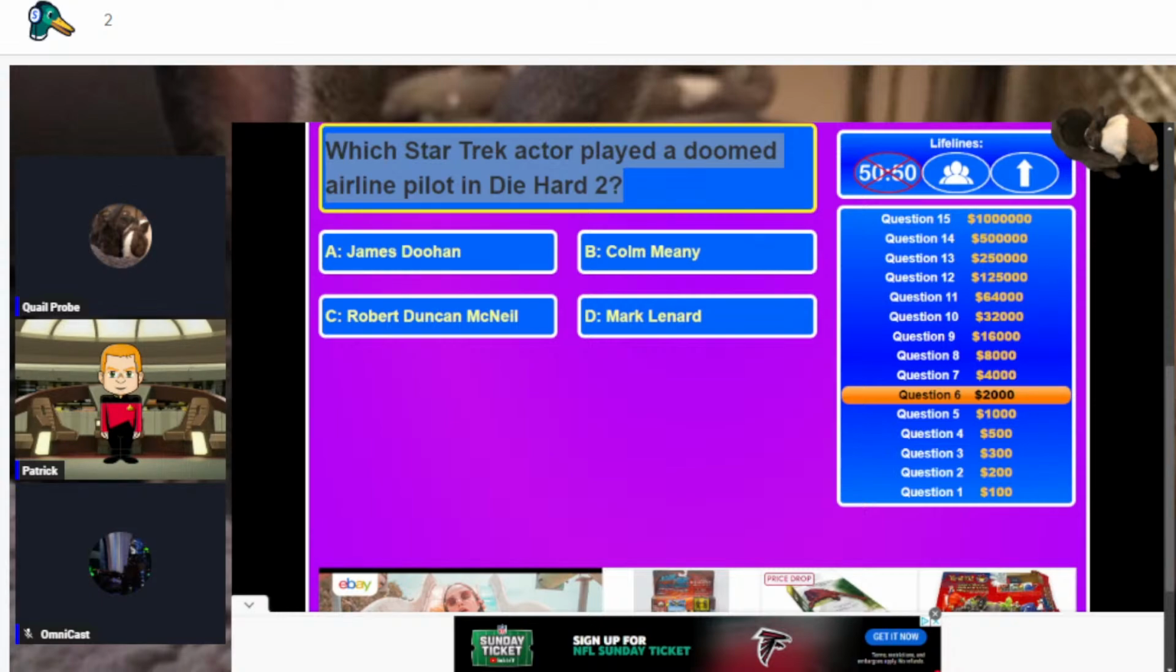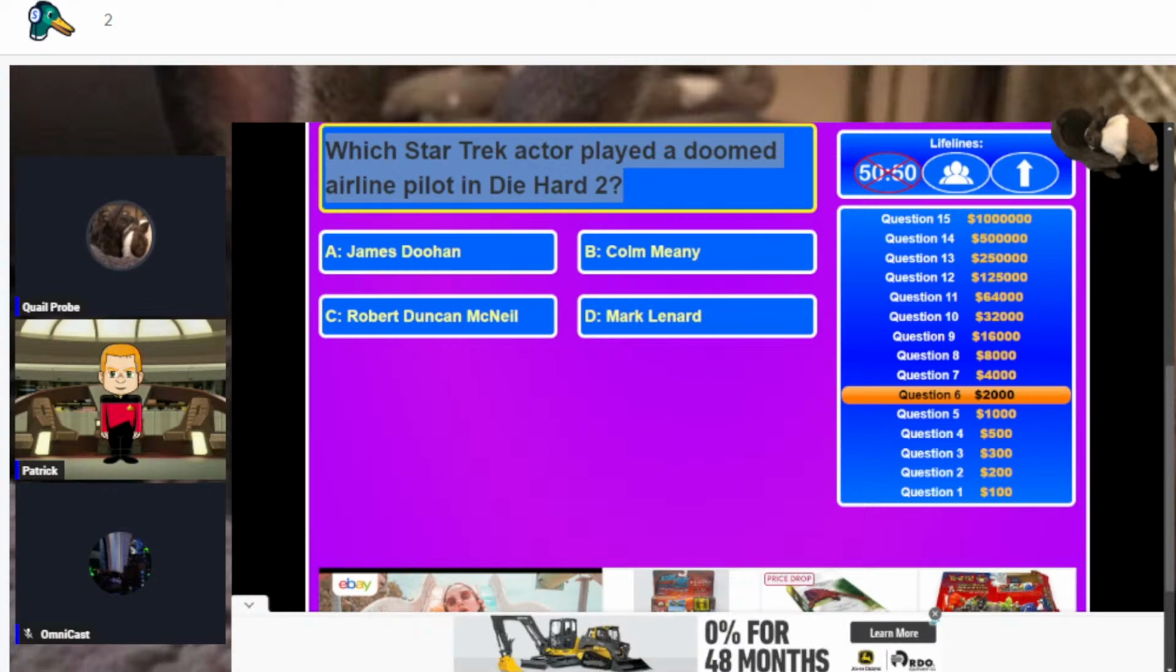Yeah, that's the one that I'm thinking about. Because Robbie was too young. Meany was in Con Air. Doohan, I didn't remember him in the movie. It should be in the chat at the top of the screen. Now it's at 50-50 with Cole Meany and Mark Leonard with 2 votes.